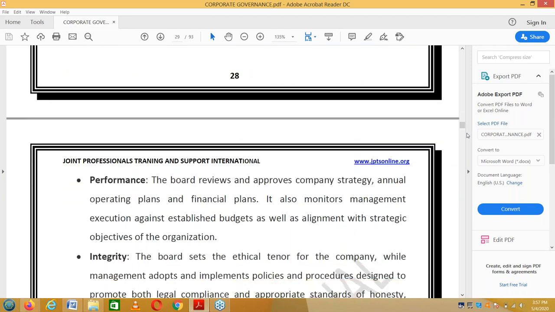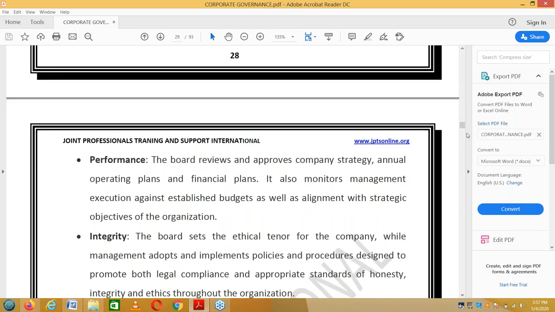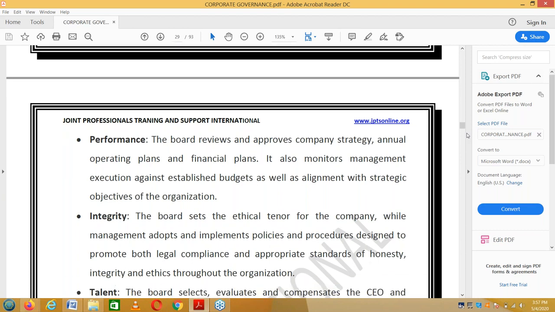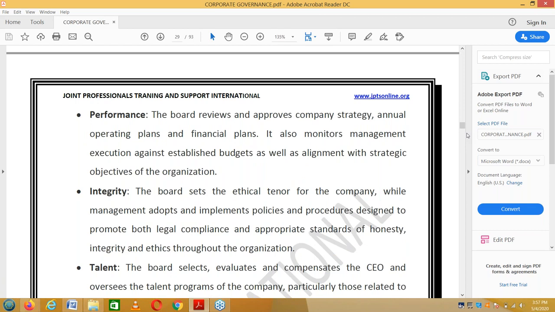Performance. The board is to review and approve the company's strategy, annual operating plans, and financial plans. It's also to monitor management execution against the established budget, as well as alignment with the strategic objectives of the organization. In terms of integrity, the board is to set the ethical tenor for the company, while management adopts and implements policies and procedures designed to promote both legal compliance and appropriate standards of honesty, integrity, and ethics throughout the organization. There should also be a tenure; for example, an executive director is supposed to spend 4 years, after which a new one is put in place.